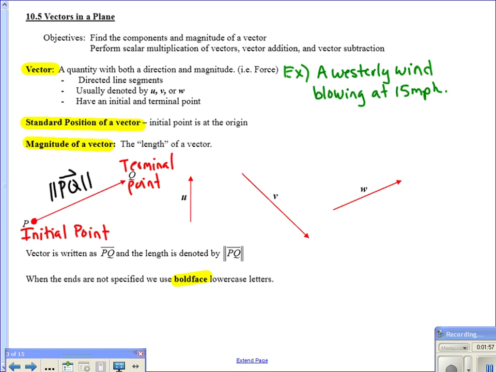And notice that when the ends are not specified, we use boldface lowercase letters. But the problem with boldface lowercase letters, unless you're using a computer, is that it's hard to make your letters look boldface. So a lot of the time you'll see a line or arrow on top of the variable when somebody is writing it out. That also means that you have a vector. And the length of this vector u would be written like this. So we can write it like that when we're not giving the terminal and initial points. These are just examples of vectors and what they look like.